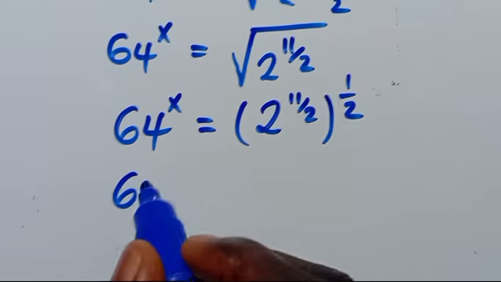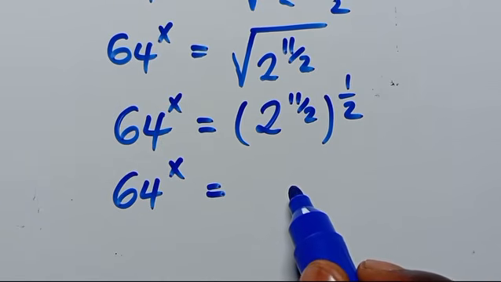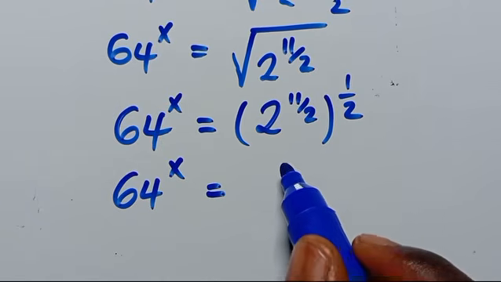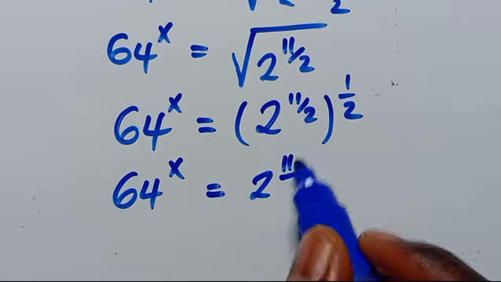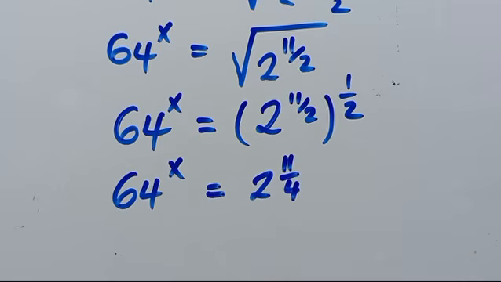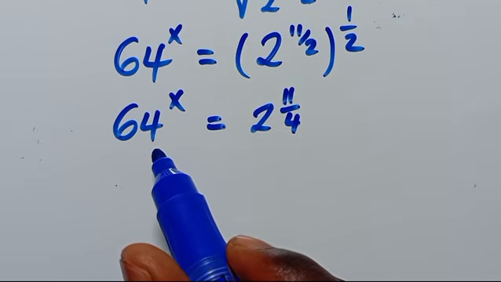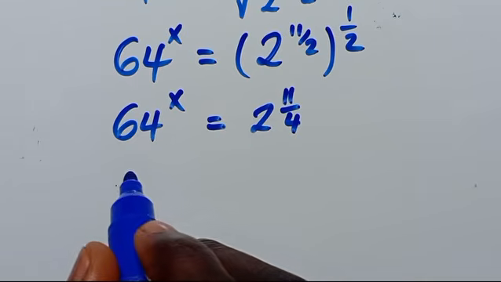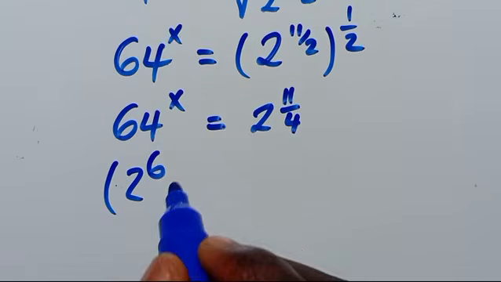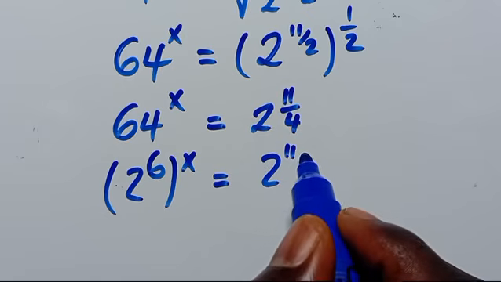So from here we have 64 to the power of x equals 2 to the power of 11 times 1 will be 11 over 2 times 2 will be 4. Now, we can also have this 64 in base 2 as 2 to the power of 6, and to the power of x equals 2 to the power of 11 over 4.